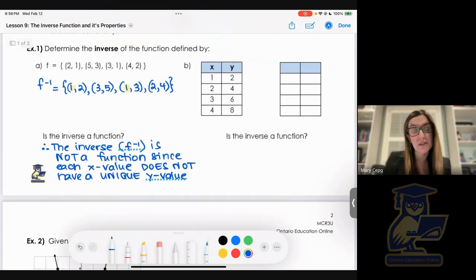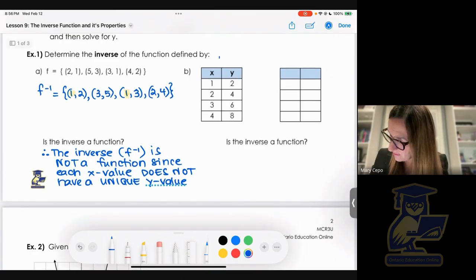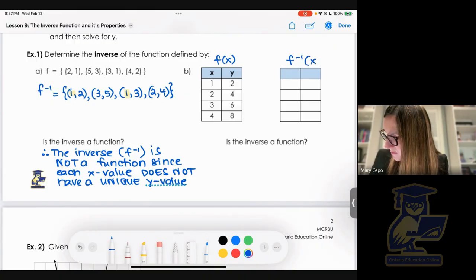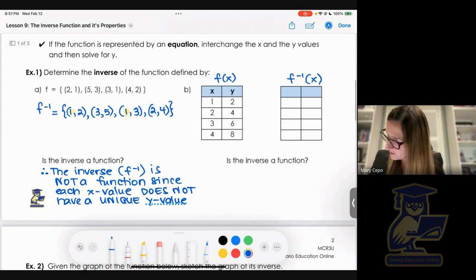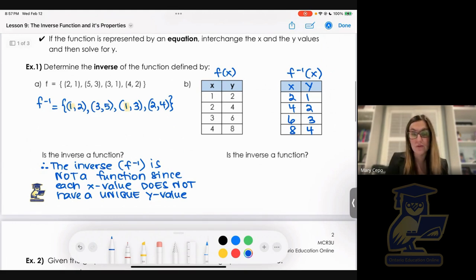So in B, we're given a table of values. Again, in order to determine the inverse, so if this was f of x, the inverse of x would be interchanging those x and y values. So x and y in this case would be (2, 1), (4, 2), (6, 3), (8, 4). Right? Is the inverse a function?